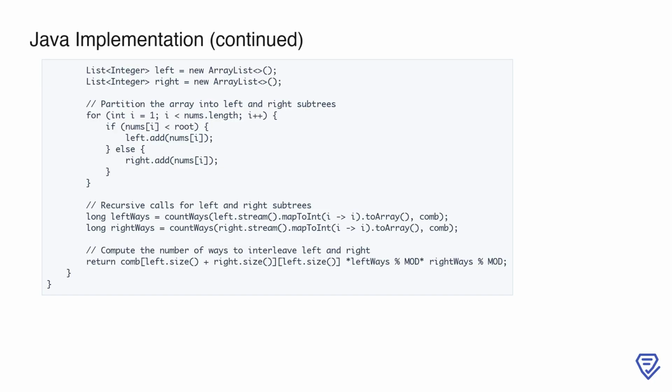Once the left and right subtrees are identified, we recursively compute the number of ways to arrange the left and right subtrees using the same countWays method. Finally, we calculate the number of ways to interleave the left and right subtrees while maintaining their relative order. This is done using the pre-computed combinations, where com[left.size + right.size][left.size] gives the number of ways to arrange the left and right subtrees. We multiply this value with the results of the recursive calls for the left and right subtrees, applying the modulo operation at each step to ensure the result remains manageable. This value is then returned to contribute to the final count.